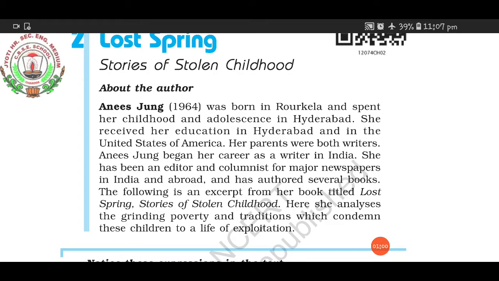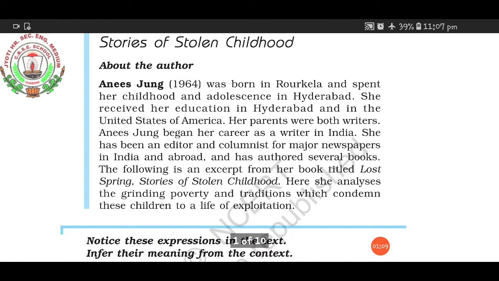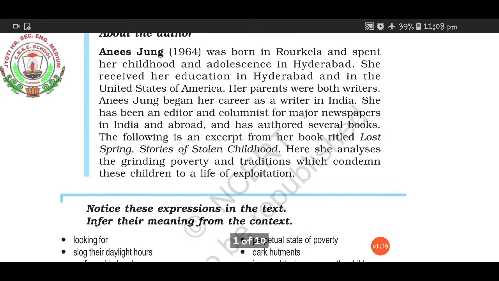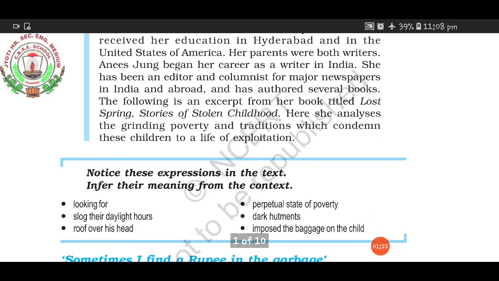In this Lost Spring, there are two characters who have been highlighted. One is Saheb-e-Alam, who is a rag picker by profession, and basically he is the person who doesn't even know what his name implies. The second character is Mukesh, who is a bangle maker.